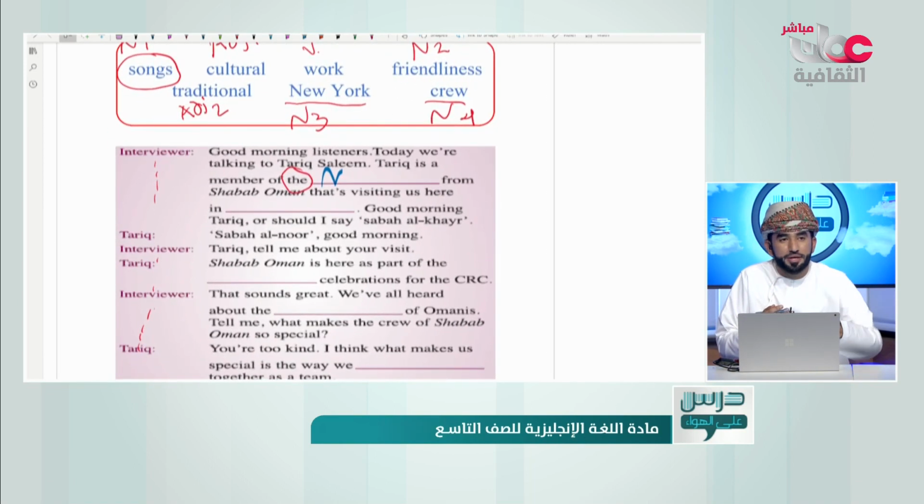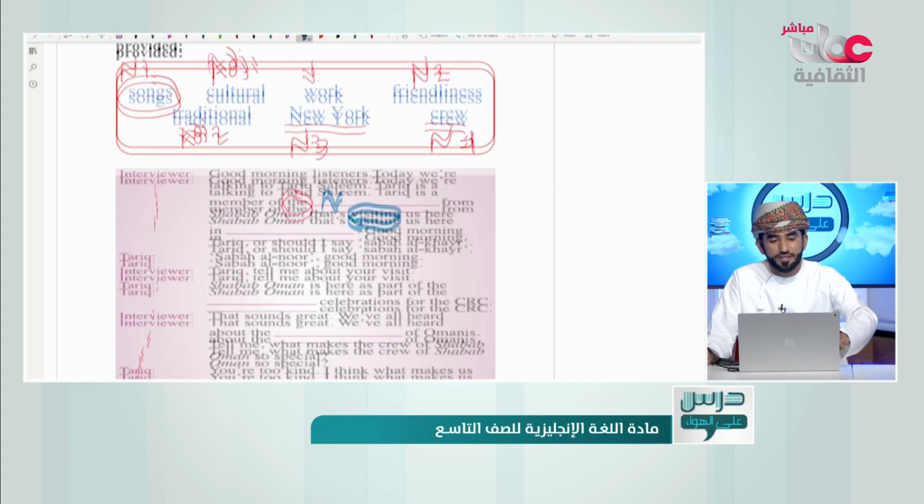Let me continue the explanation for this one in order to get it right. Have a look at this one. "From Shabab," we should continue reading the whole sentence. When it comes to filling gap tasks, we should complete reading the whole sentence, okay? So, a member of the noun from Shabab, a man that's visiting us. Here is the key: visiting us.